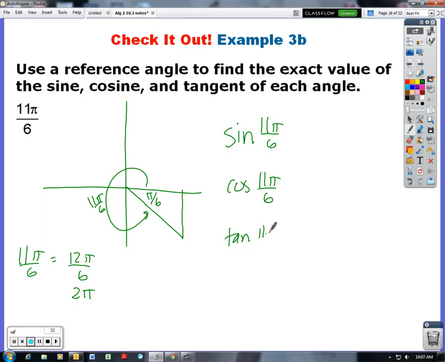You can also do All Students Take Classes ahead of time and figure out the sign. So in this quadrant, cosine is positive, and sine and tan are going to be negative. And then using the hand trick, pi over 6, sine is again 1/2. This is just like the one we just did, isn't it? Cosine is √3 over 2.